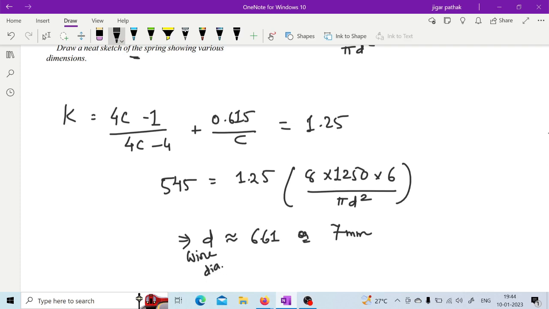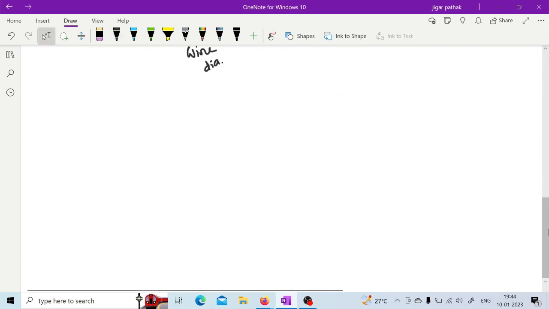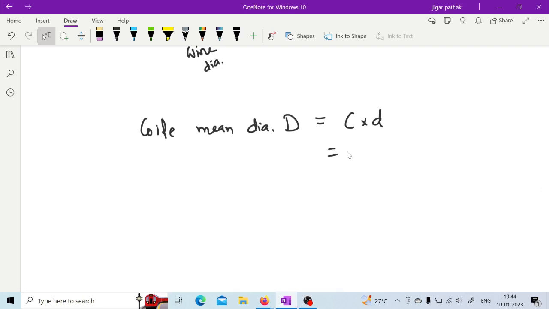So this is your wire diameter, right? So from this wire diameter, you can calculate the coil mean diameter, right? By C into d. Yes or no? Yes, sir. So it will give you this 42 mm.